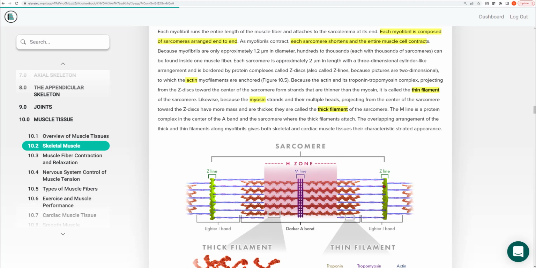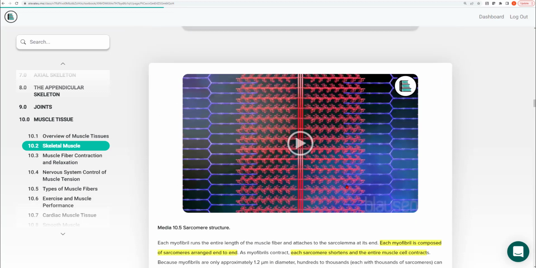And here's a sarcomere here, but there's also a sarcomere over here. Okay, it's not shown. There's a sarcomere over here, and there's another sarcomere over here. And if you take a long string of these sarcomeres, that's what's making up a myofibril. So the video up here will help you see this.